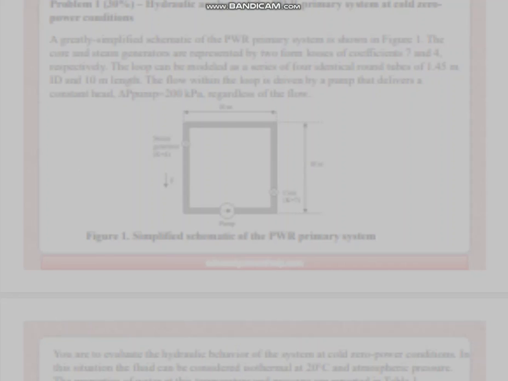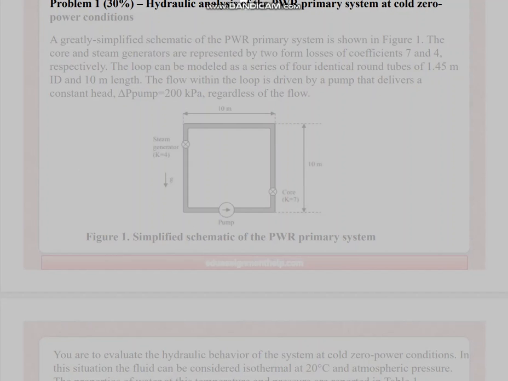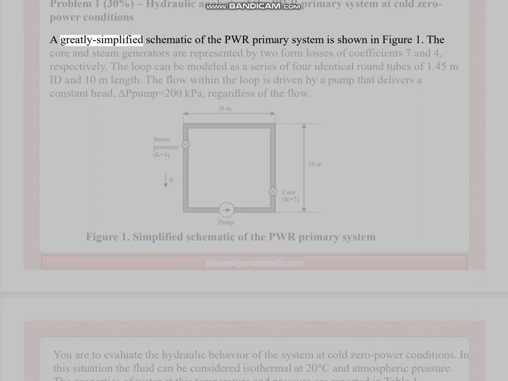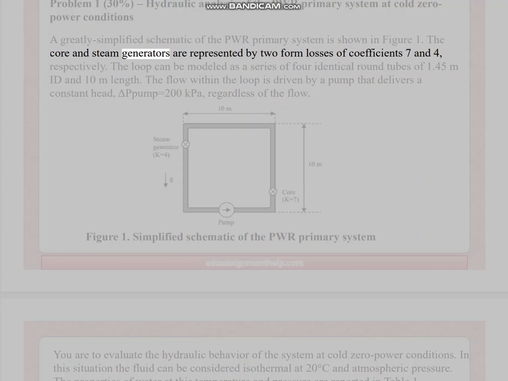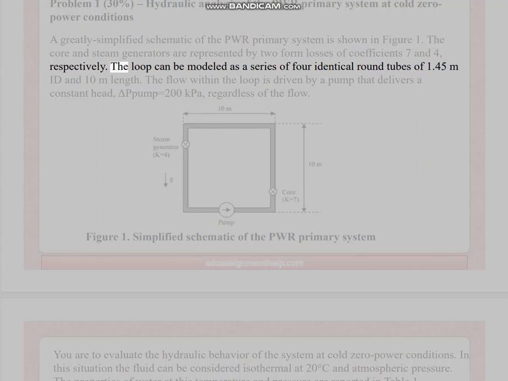Problem 1, 30%, hydraulic analysis of the PWR primary system at cold zero power conditions. A greatly simplified schematic of the PWR primary system is shown in Figure 1. The core and steam generators are represented by two form losses of coefficients 7 and 4, respectively. The loop can be modeled as a series of four identical round tubes of 1.45 m inner diameter and 10 m length.